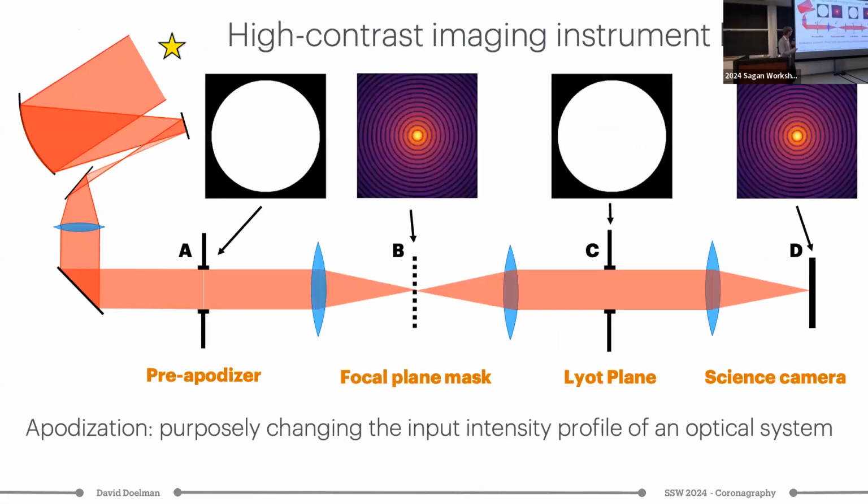So then let's look at our high contrast imaging instrument. I define here 4 planes, A, B, C, D, that are the principal planes that we use to change the light or apodize it, so purposely changing the input of our intensity profile to see this planet. These are separated by Fourier math, like the Fourier transform. So we have our aperture, as Eva showed, we have our point spread function, then we have an aperture again, and then we have our point spread function.